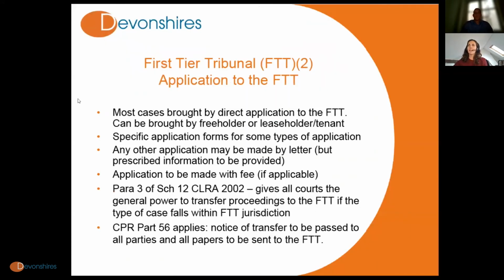The next slide is applications to the tribunal. So most cases are brought by a direct application to the first tier tribunal.